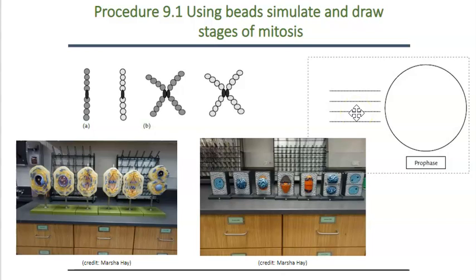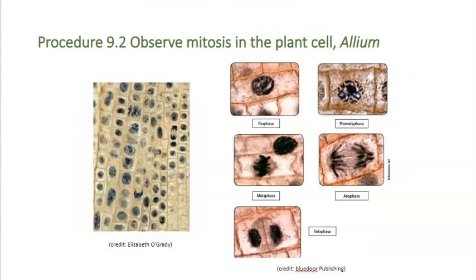Things that we want students to be able to do are not only recognize the different stages and talk about the differences, for example, between plant and animal, but we want you to be able to discuss what's happening in each phase and why that needs to happen in order to allow for the cell to divide. Now, in procedure 9.2, we are going to have students observing mitosis in plant cells. To do this, we're going to use a root tip from an onion, so we're going to use allium.